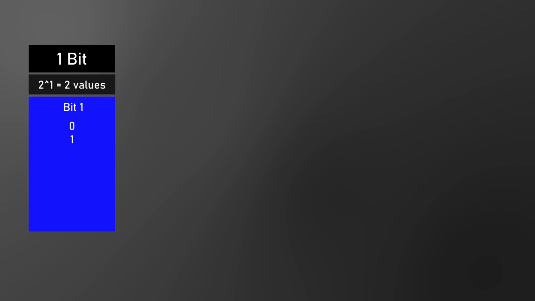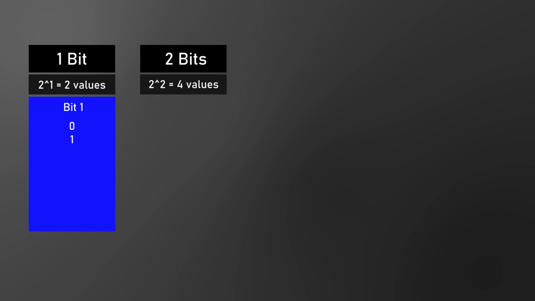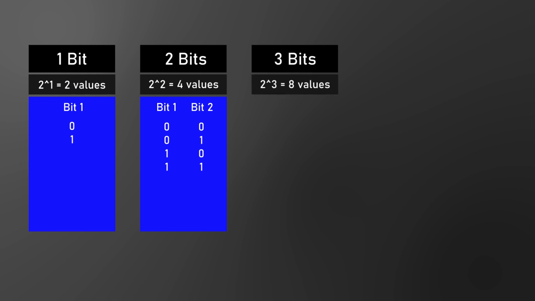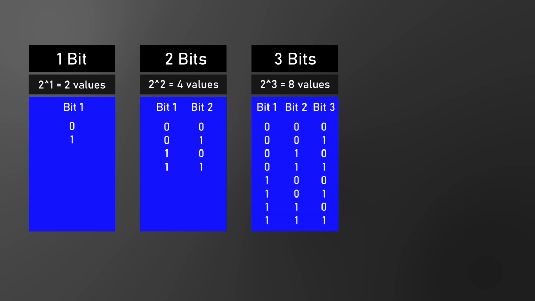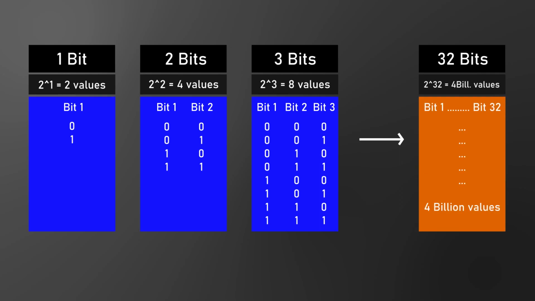Now 1 bit can represent two values, which are 0 or 1, because a bit can be either 0 or 1 only. Similarly, 2 bits can represent 2 to the power 2, that is 4 values, which are all the possible combinations of 2 bits of zeros and ones. They are 00, 01, 10 and 11. Similarly, 3 bits can represent 2 to the power 3, that is 8 values, which are all possible combinations of 3 bits of zeros and ones, as shown. Like this, 32 bits can represent 2 to the power 32, that is around 4 billion values.